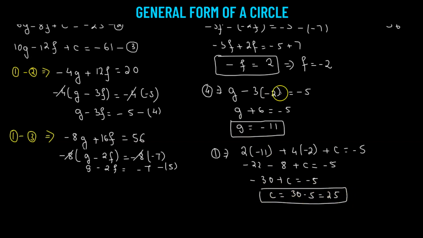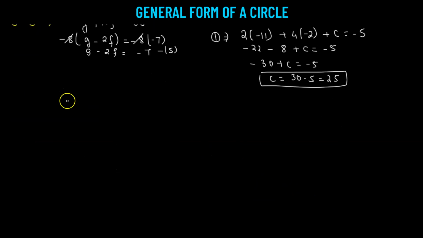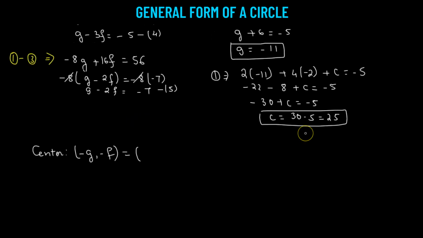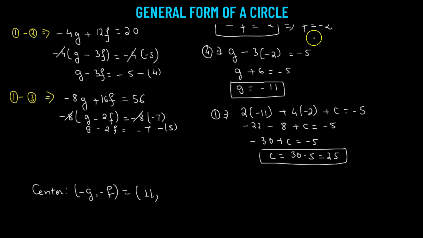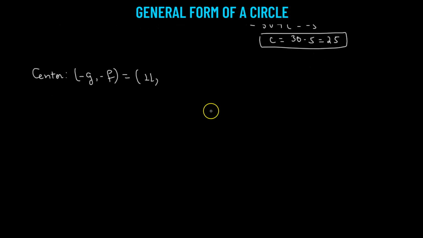So now we have the value of f, the value of g, and the value of c. We can now use the general form and define the center, which is given by negative g comma negative f. We obtained the value of g as negative 11, so negative g will be positive 11. We obtained f as negative 2, so negative f will become positive 2. So 11 comma 2 is going to be the center of the circle.